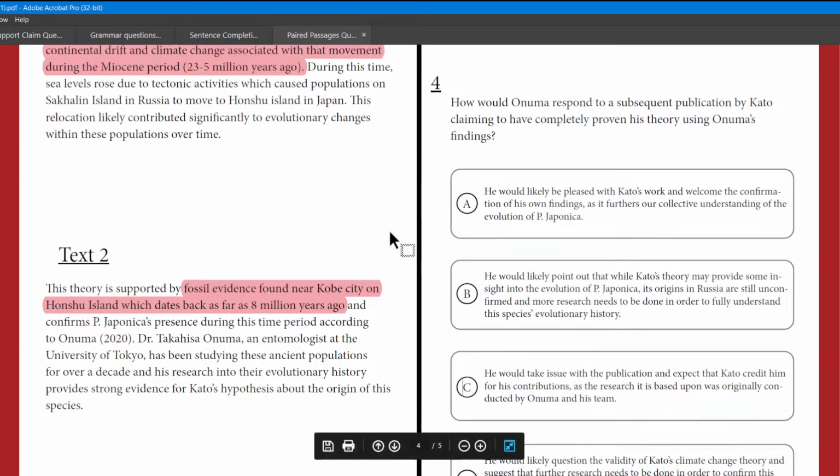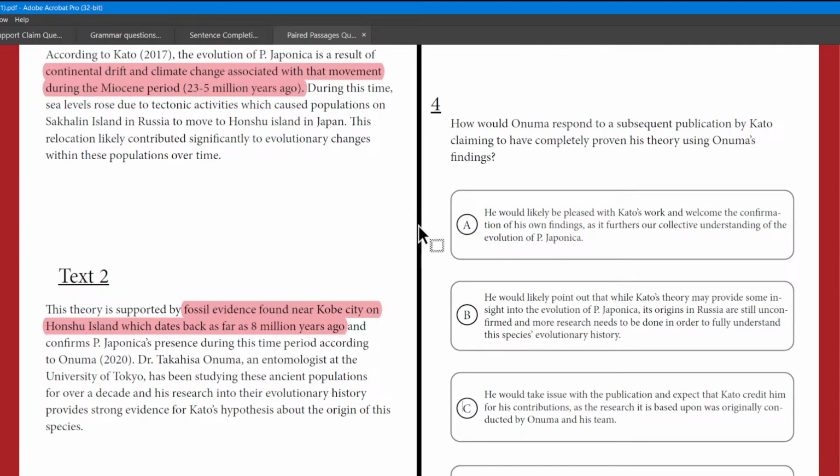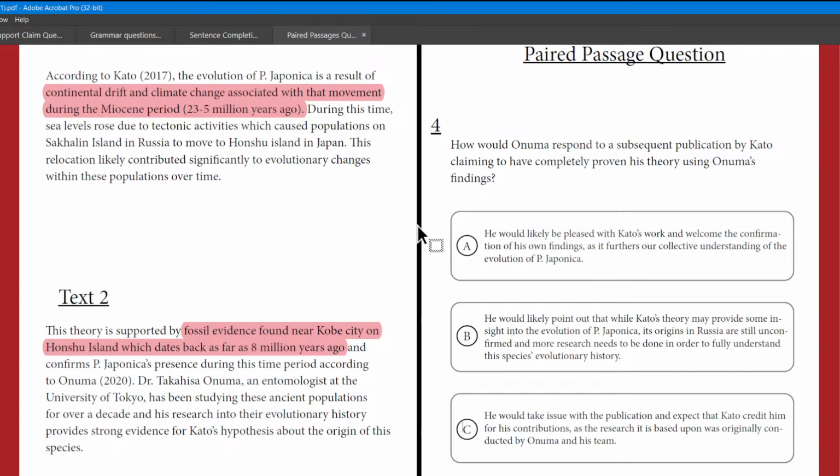I first chose A, but then I realized that it's more likely B, because in the first text it mentions the move from Russia to Honshu in Japan, and text 2 only partly supports the theory. It would need the evidence from Russia to completely support it.